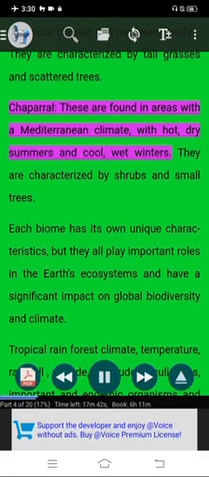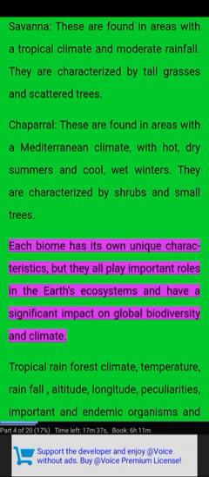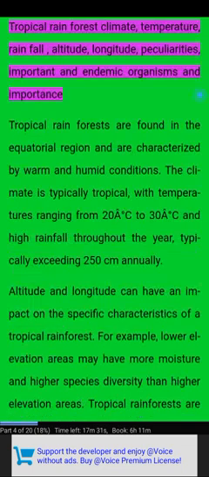Chaparral. These are found in areas with a Mediterranean climate, with hot, dry summers and cool, wet winters. They are characterized by shrubs and small trees. Each biome has its own unique characteristics, but they all play important roles in the Earth's ecosystems and have a significant impact on global biodiversity and climate.